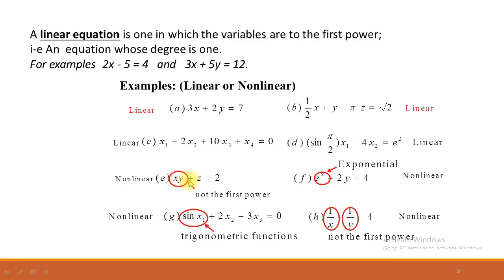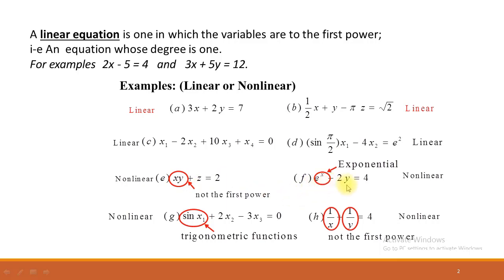But the equation xy plus z is equal to 2 is a non-linear equation because this term is not of the first power. The degree of this equation is 2. When two variables are multiplied, then for the degree we sum the powers of these two variables. So add the powers of these two variables, 1 plus 1 is 2, so the degree of this equation is 2. So this equation is not linear, this is a non-linear equation.